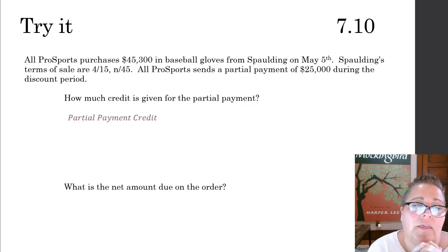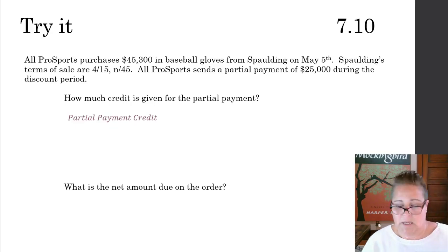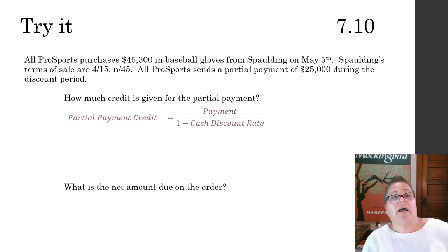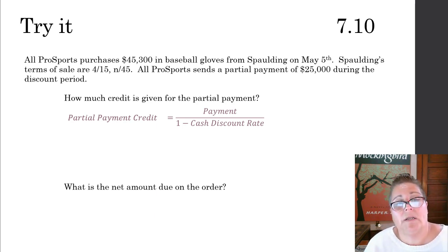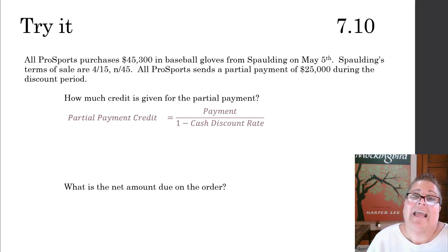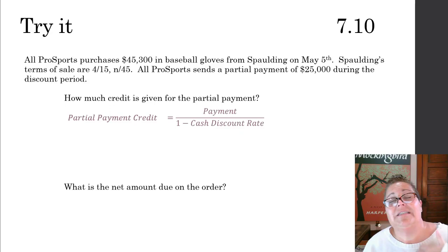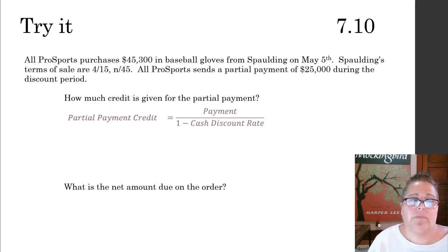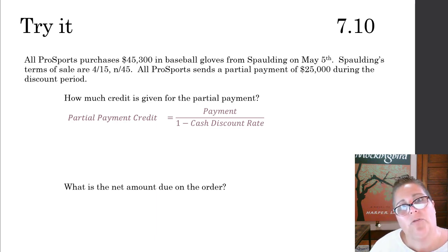We just saw that there is a formula for the partial payment credit, and that this formula is the payment amount divided by 100%, that's 1 as a decimal, minus the cash discount rate, that's the discount percent as a decimal. So, do we know the payment amount? The payment amount is $25,000. The partial payment credit will be more than that. The partial payment credit is always more than the partial payment amount. How much more is determined by division, not multiplication.